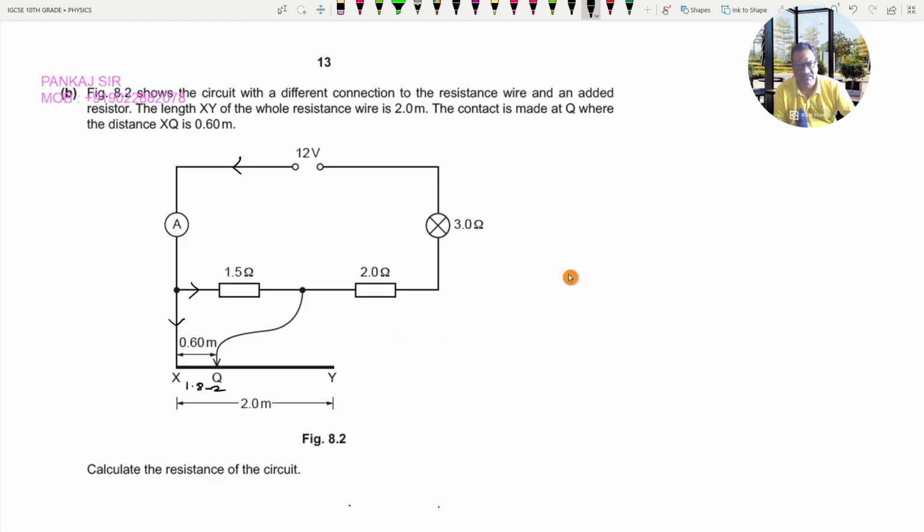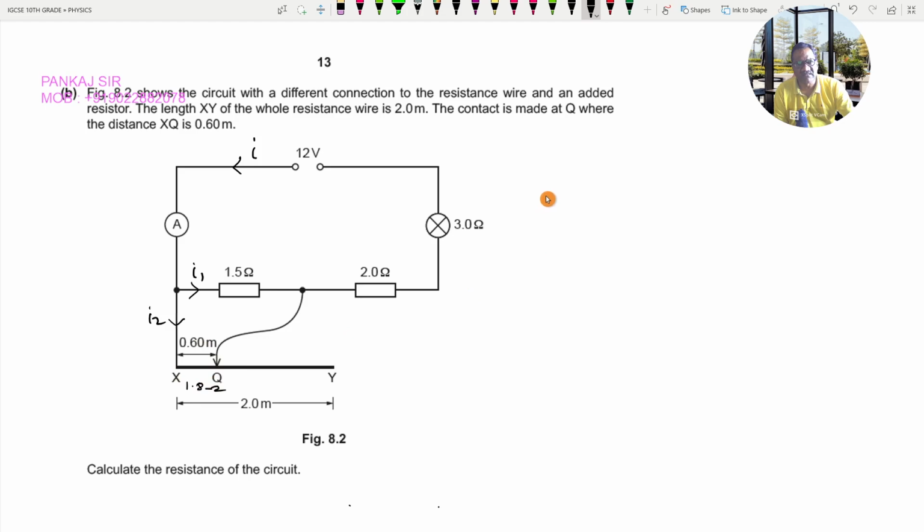Now if you want to find the equivalent resistance of the circuit, just think of the current coming this way. I have already marked this arrow mark, so this is the current. It will come here, and at this stage it will get divided into two, that is I1 and I2. At this point you can see this 1.5 ohms, and whatever resistance will be for this XQ, these two are connected in parallel. Now let us first find out what will be the resistance of this XQ.